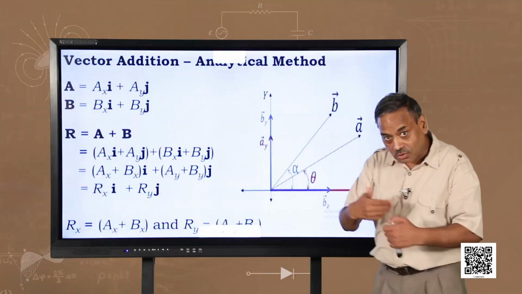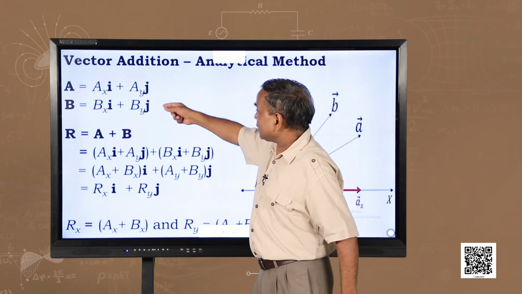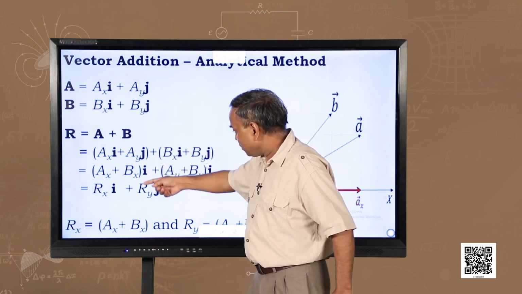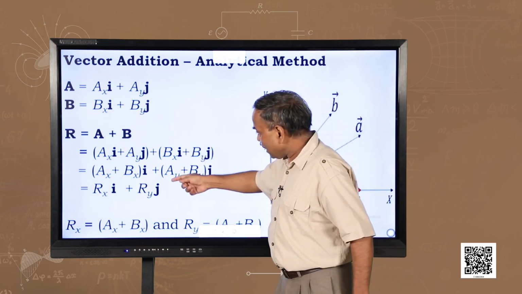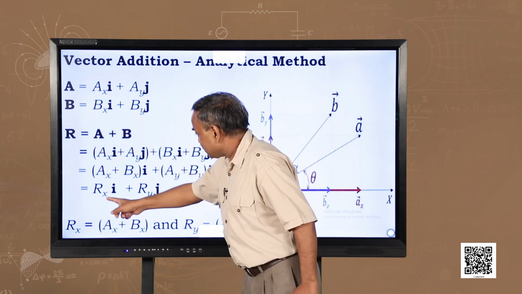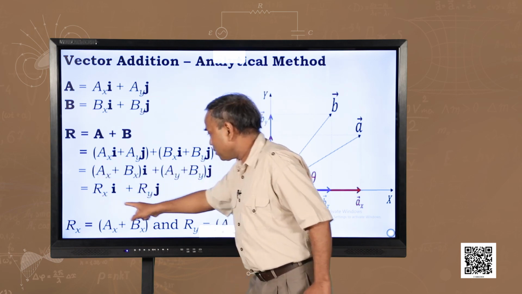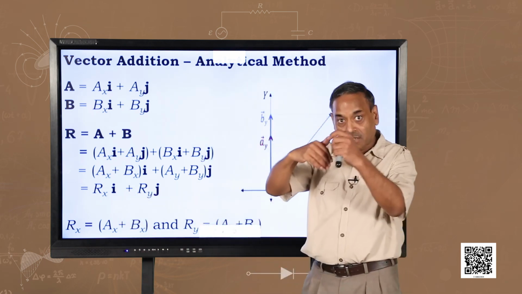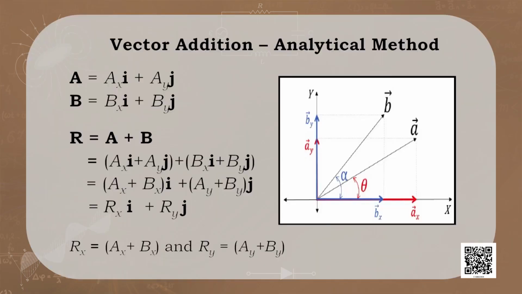Next, let us do it analytically. Let us take two vectors A and B like this. We can write it like this very easily, or we can do the simple algebra like this, which is analogous to simple algebra. So, I can write R, the resultant of A plus B, in components as R x i plus R y j, where R x is the component of the resultant vector R along the x axis, and R y is the component of R along the y axis.